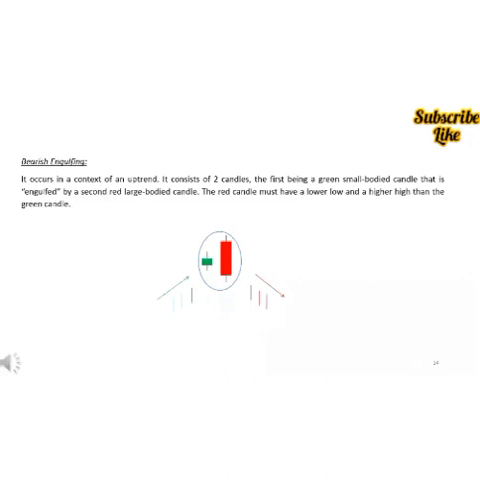Bearish engulfing. It occurs in a context of an uptrend. It consists of two candles, the first being a green small-bodied candle that is engulfed by a second red large-bodied candle. The red candle must have a lower low and a higher high than the green candle.